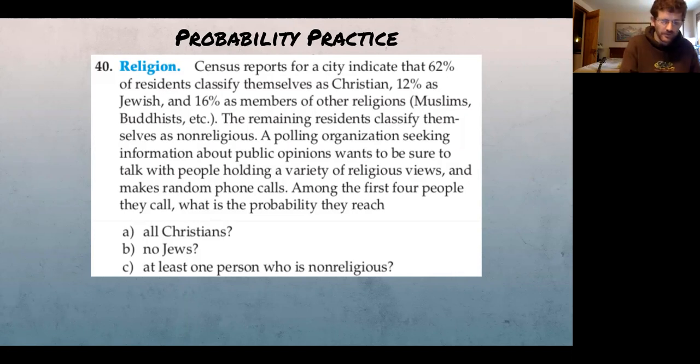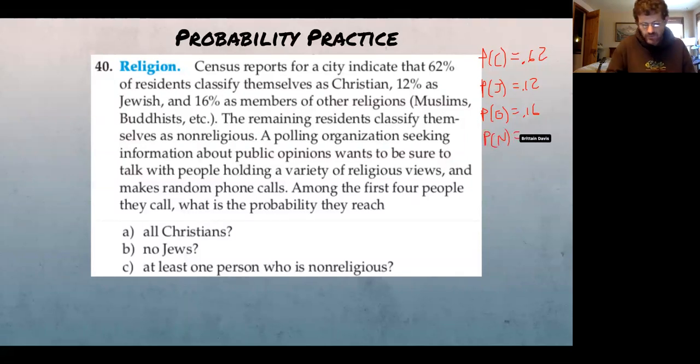All right, and before we do this, we'll just look at the probability that it's Christian is going to be 0.62. Probability that they're Jewish is 0.12. Probability of other is 0.16. We can quickly calculate the probability of non-religious, doing 1 minus all of that, which is 0.1. Let's put 0.10. So there we go. That is a legitimate probability distribution because each one of them are between 0 and 1, and it adds up to 100%. Okay.